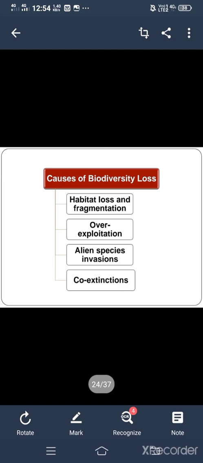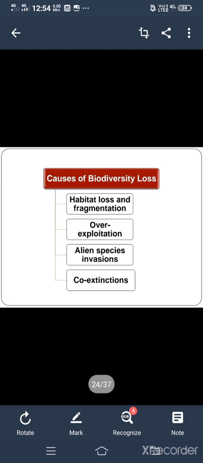We have started with the topic biodiversity and conservation. So till now we have studied about the various aspects of biodiversity. Now we are going to move with the biodiversity loss. So let us go with the causes of biodiversity loss.